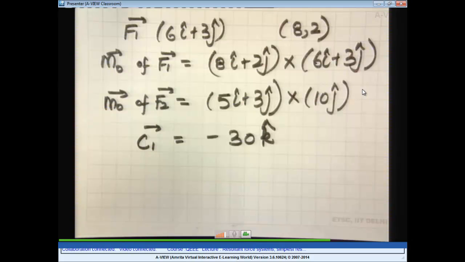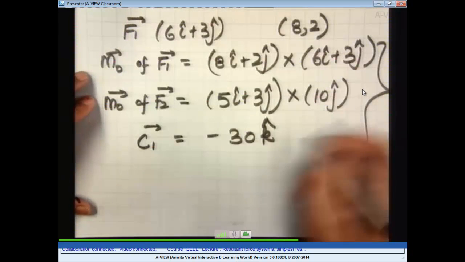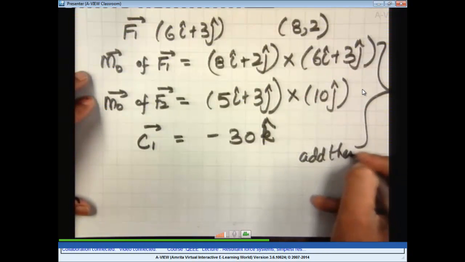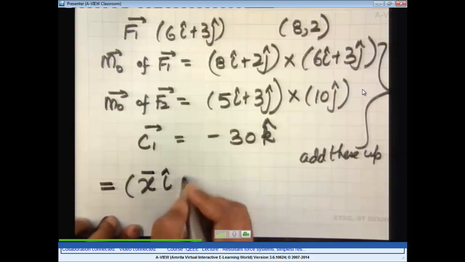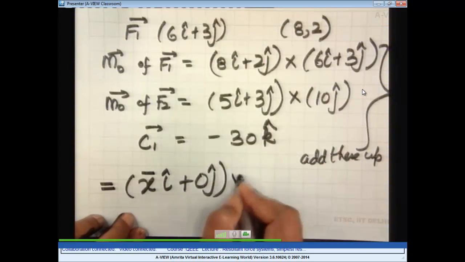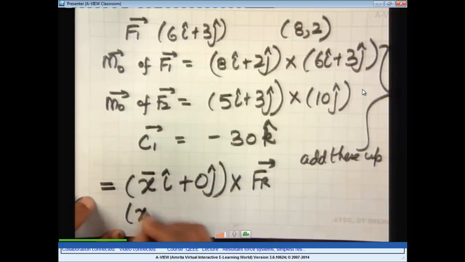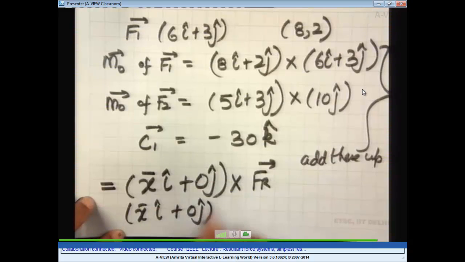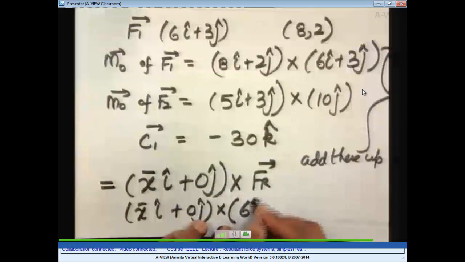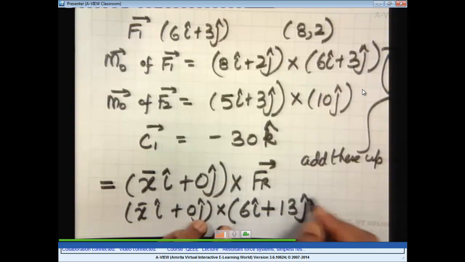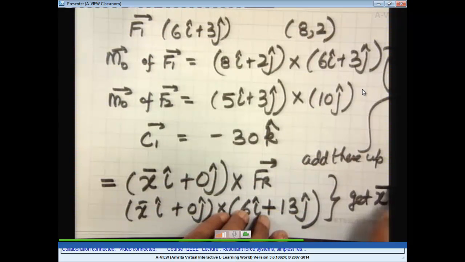So what we will do is we add up all these, calculate these, add these up, and this must be equal to x bar i plus 0j crossed with Fr. So this will be x bar i plus 0j crossed with Fr, and Fr was the resultant sum, that was 6i plus 13j. And when we solve this, we get the value of x bar.